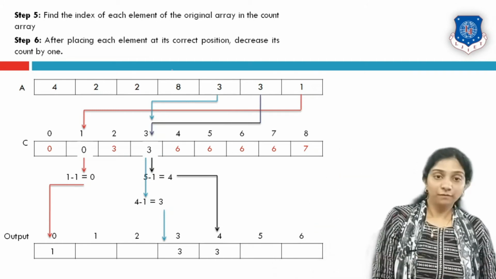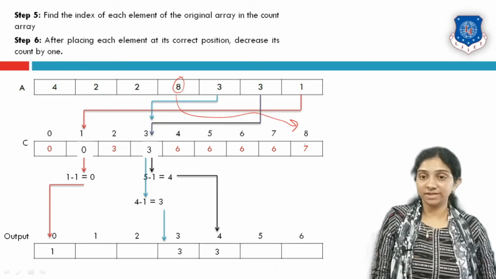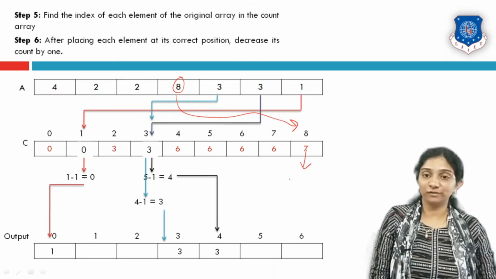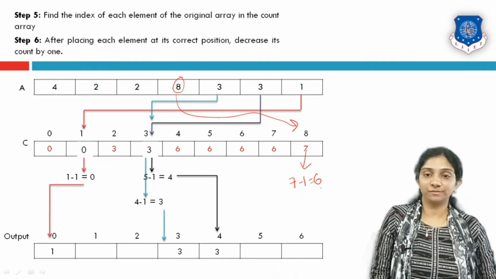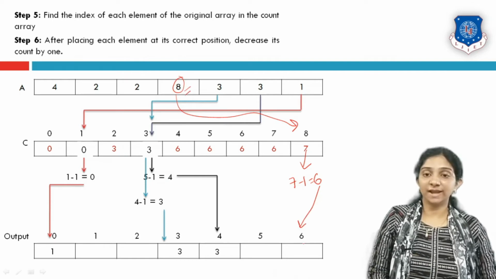Next, the fourth last element is 8. So we will go at index number 8. At that index we get value 7. We will decrement it by 1, so the index is 6. So we will go at index number 6, and the original value 8 will be stored at this location.